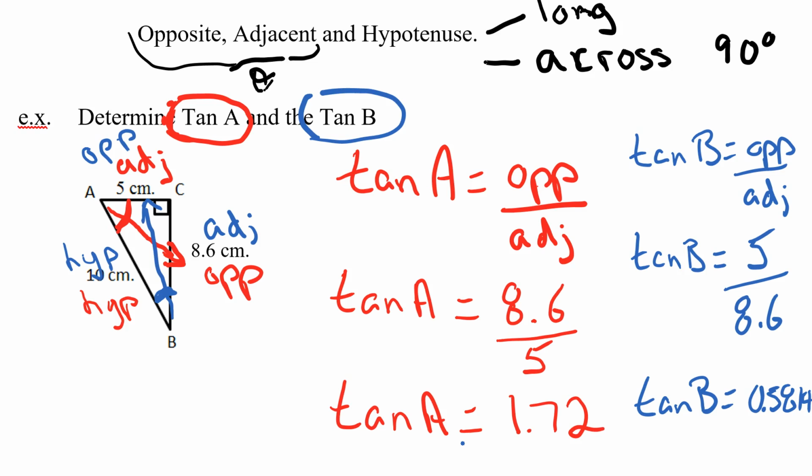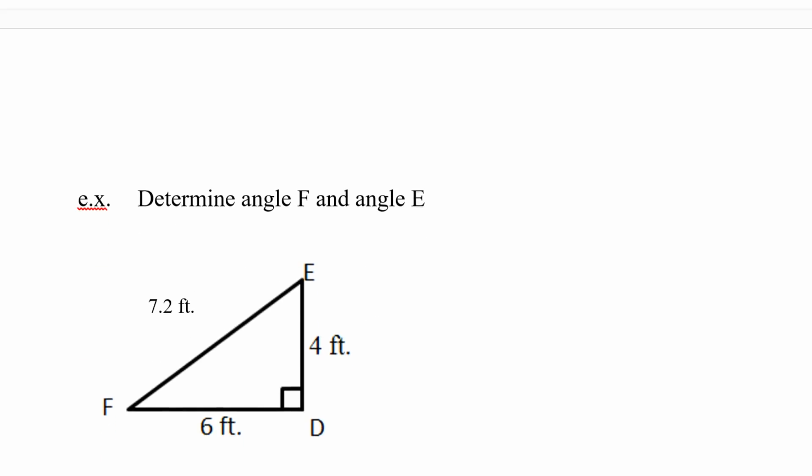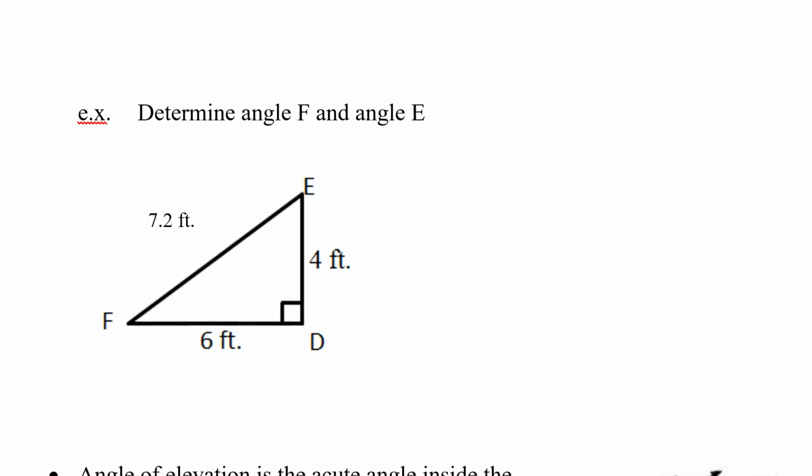Now in most questions we are going to take this one step further, but right now we just want to get used to labeling our triangle and figuring out the tan of an angle, whether it's A or whether it's B. Let's flip our page. And here's where we'll take it one step further. I'm no longer asking for the tan of the angle, but I want to actually figure out what the angle really is.